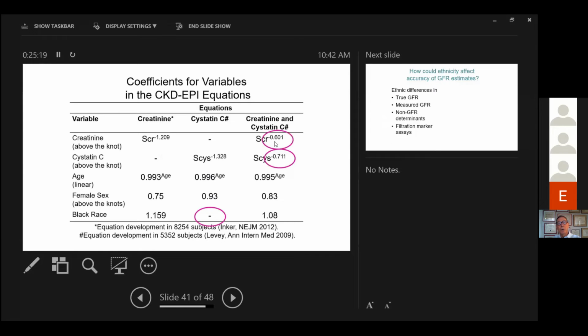When you put them both in the equation, the coefficients for creatinine and cystatin are each about half, whereas the coefficients for age, sex, and race are intermediate. So this gives you an explanation for why the combined equation is more precise. If there's an error due to creatinine, it's smaller in the combined equation than in the creatinine equation. And similarly with the cystatin equation, it's smaller.